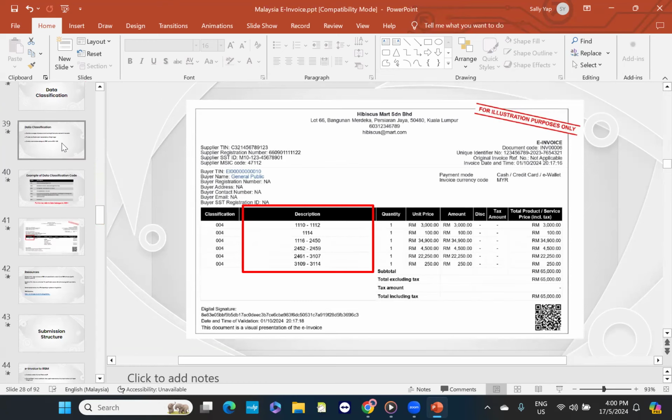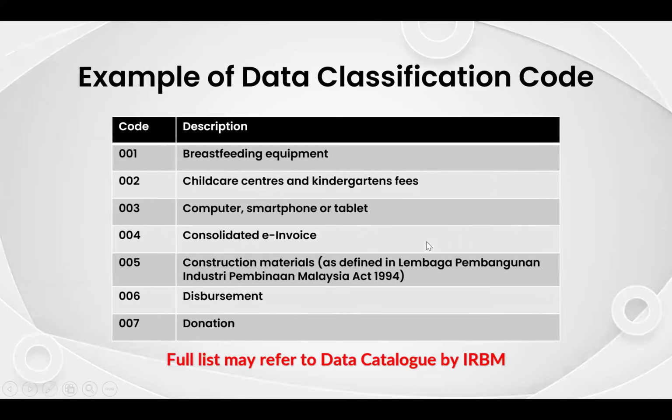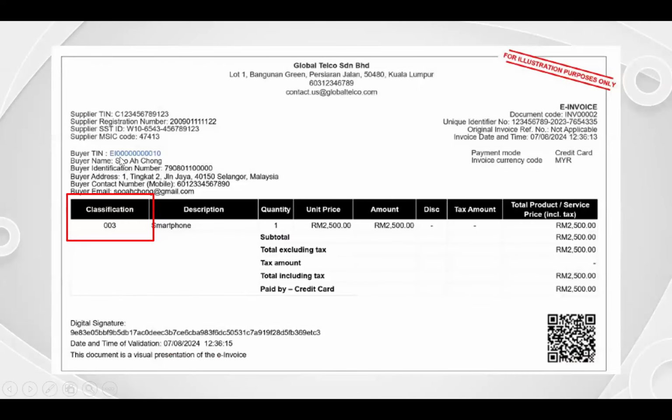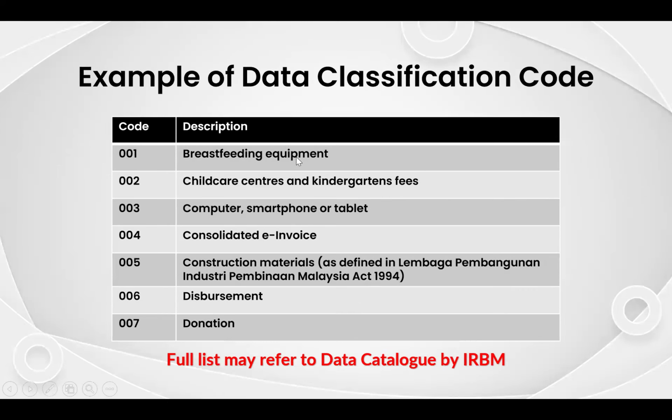So the classification is also determined by IRB, a 3-digit integer consisting of 001 until 040. But I don't know if this number is going to increase or not. Maybe it will increase. So these are the list. The full list you can download from the IRB portal, the IRB website. So as a quick example, 001 is breastfeeding equipment. 002 is childcare.